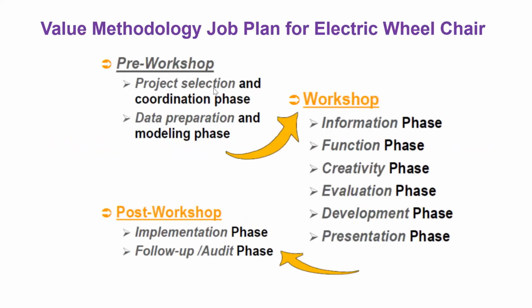So the first topic is the value methodology job plan for the electric wheelchair. You need to follow this step basically. You need to select the project, okay. But you need to define the project. For what purpose should the particular vehicle be? Is it for a senior citizen, or for physically challenged people, or for both? For which location, which area, which country? And you need to collect the data.